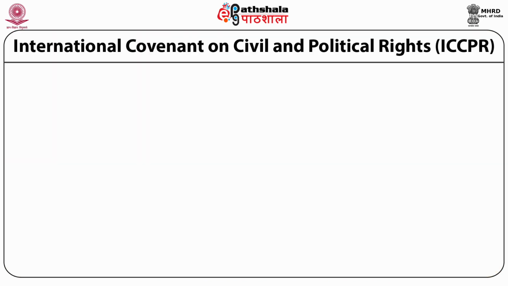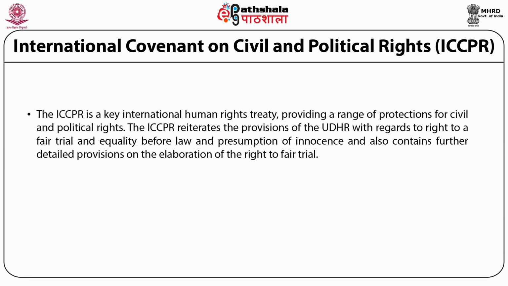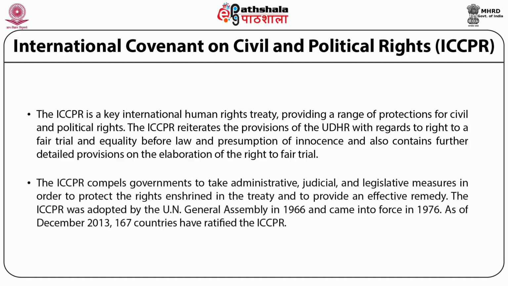Now let's come to the International Covenant on Civil and Political Rights, the ICCPR. The ICCPR is a key international human rights treaty. It provides a range of protections for civil and political rights. The ICCPR reiterates the provisions of the UDHR with regards to the right to fair trial, equality before law and presumption of innocence, and also contains further detailed provisions on the elaboration of the right to fair trial. The ICCPR compels member states to take administrative, judicial, and legislative measures in order to protect the rights enshrined in the treaty. The ICCPR came into force in 1976 and 167 countries have ratified it so far.